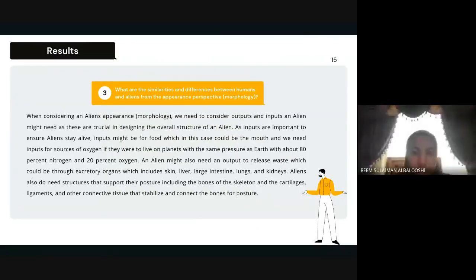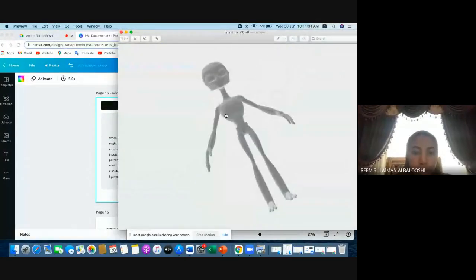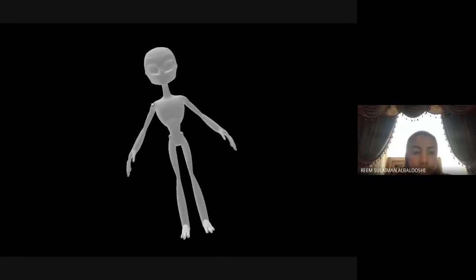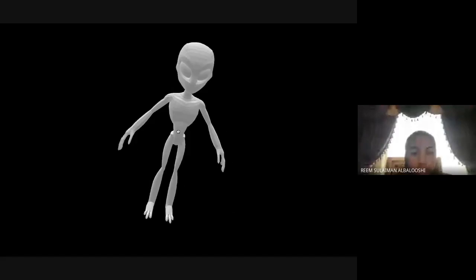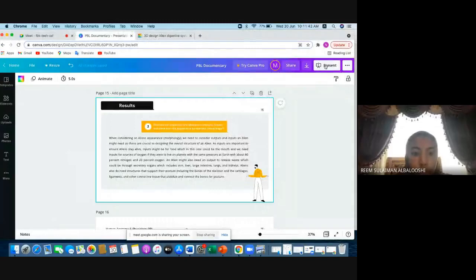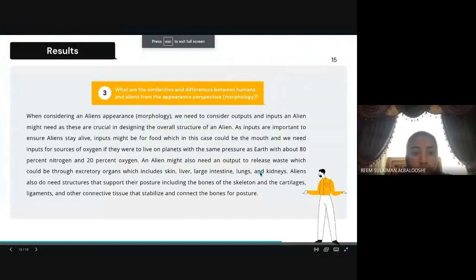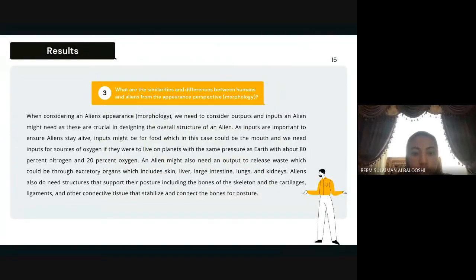As for the third question, what are the similarities and differences between humans and aliens from the appearance perspective? When considering an alien appearance, we need to consider the outputs and inputs an alien might need, as these are crucial in designing the overall structure of an alien. Inputs are important to ensure aliens stay alive. Inputs might be for food, which in this case could be the mouth, and we need inputs of sources of oxygen if they were to live on planets with the same pressure as Earth, with about 80% nitrogen and 20% oxygen. An alien might also need an output to release waste, which could be through the excretory organs, which include skin, liver, intestine, lungs, and kidneys.